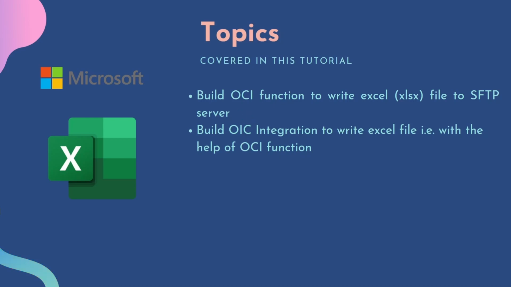In order to achieve the use case, that is generating an Excel file with OIC Integration, we need to build an OCI function which will write an Excel file to the SFTP server. Next, we are going to build an OIC Integration which will invoke the OCI function which will write an Excel file to the SFTP server.